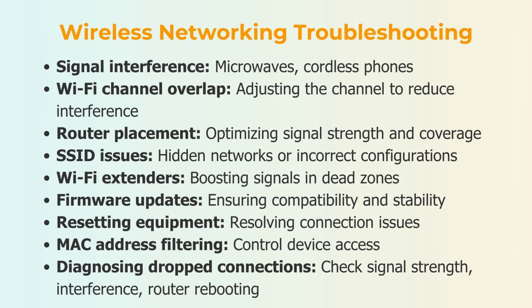Sometimes a Wi-Fi network doesn't show up, or devices can't connect. This could be due to incorrect SSID, service set identifier, or network name, settings, or hidden networks. If there are areas in your home or office with poor signal, using Wi-Fi extenders can help boost the signal. Ensuring that your router's firmware is up to date is important for keeping your wireless network stable and secure.